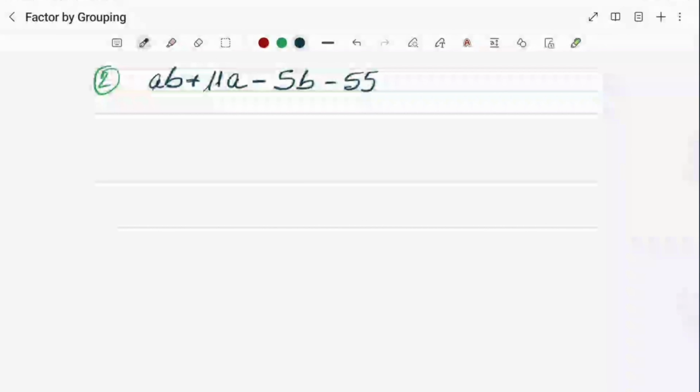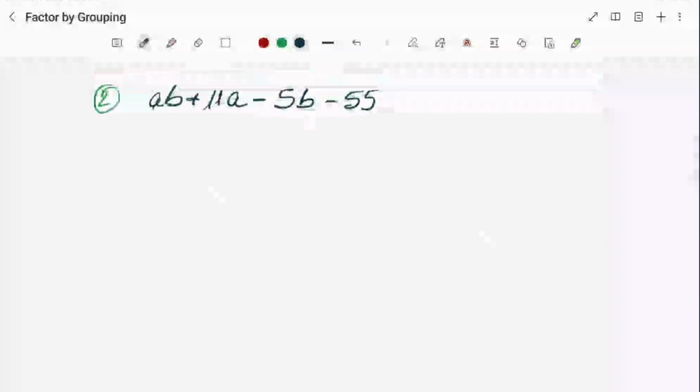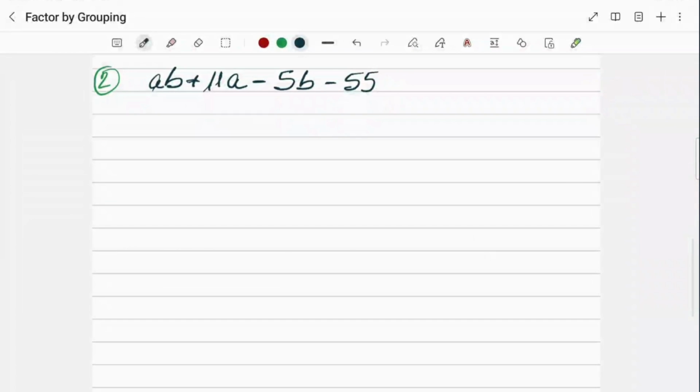Okay, our second exercise is grouping also. It is that exercise that you see there. Checking the steps, the first step is factor out the GCF from all the terms. Again, we don't have a common factor in all of the four terms. Then go to the next step, and the next step is group the first two terms and the last two terms.